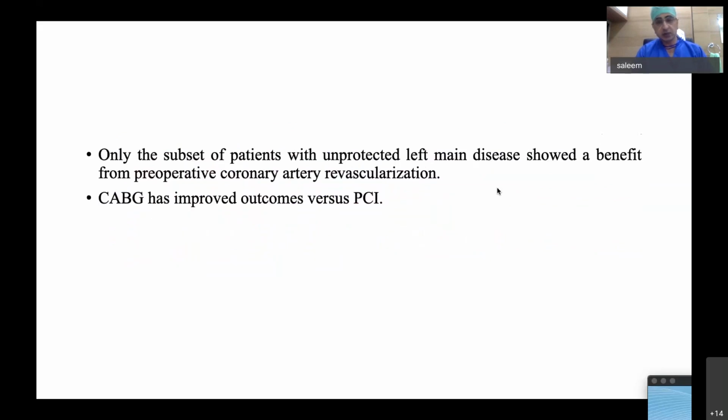Only a subset of patients with unprotected left main disease shows a benefit from preoperative coronary artery revascularization, and CABG has an improved outcome over percutaneous intervention.